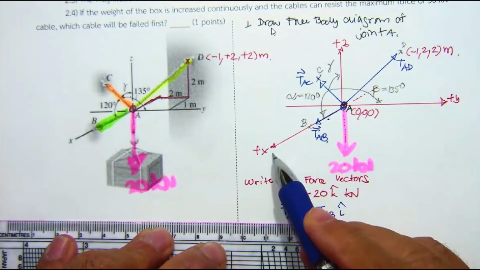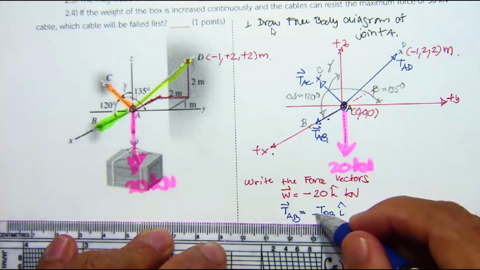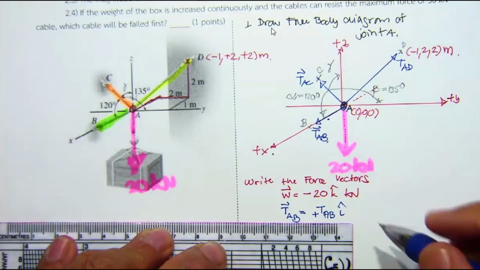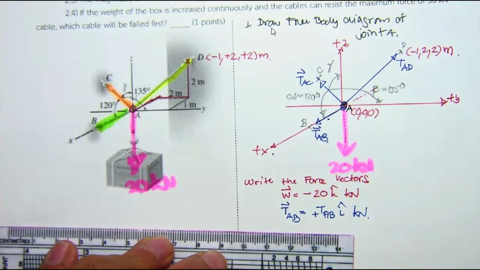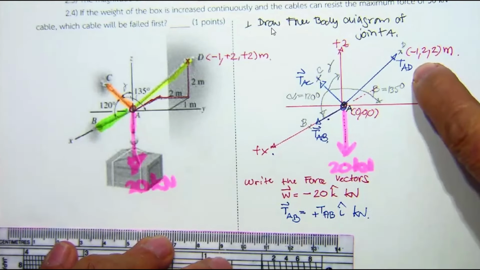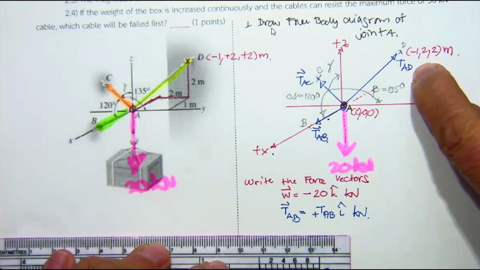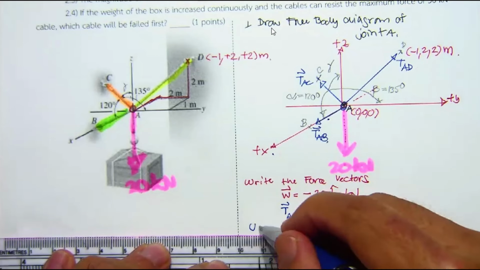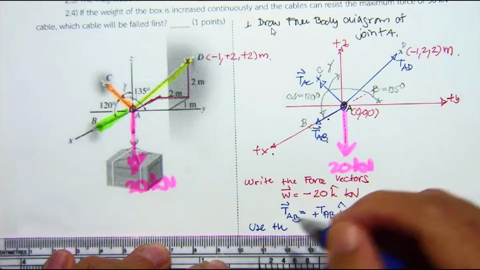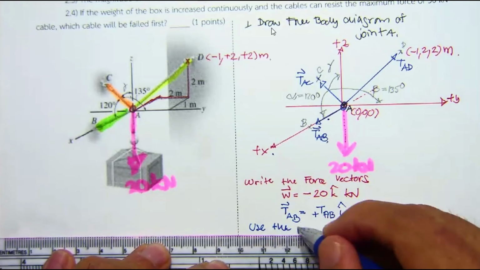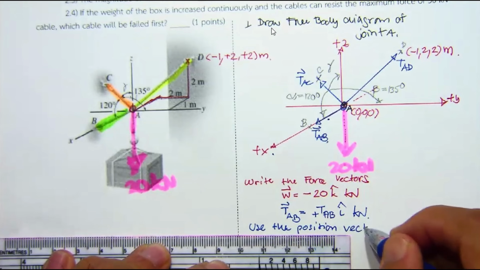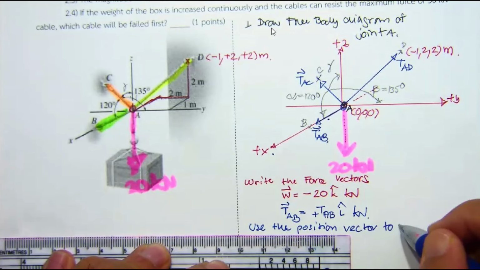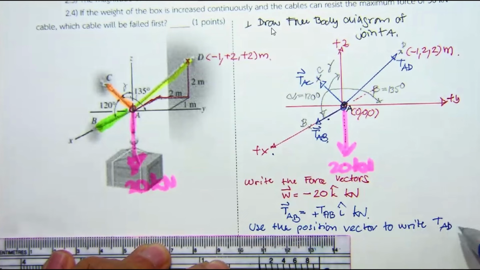Oh, sorry, in the positive X. So it's going to be plus T sub AB i kilonewton. For the T sub AD, we use the position vector to write T sub AD.